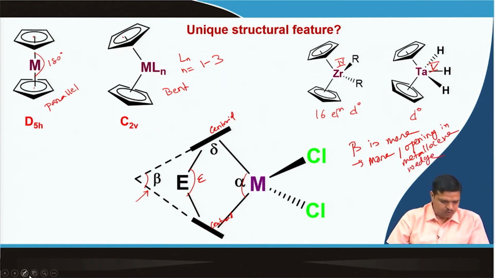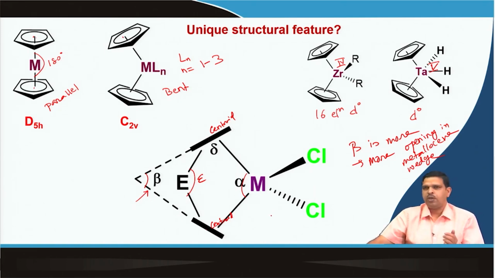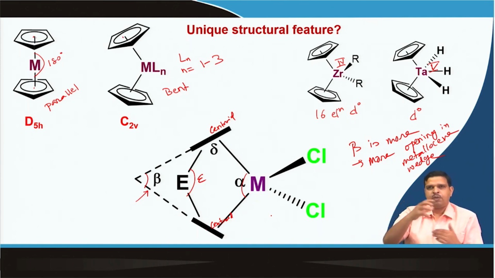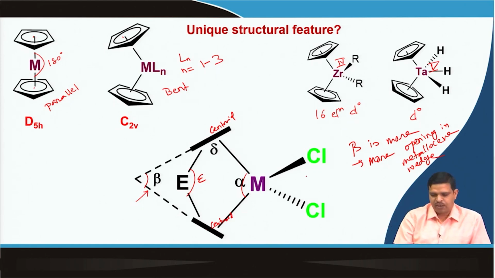And what is the consequence? The substrate can approach very easily here. So, you can assume it like a crocodile mouth. If beta is small, there is less opening, and if it is big, there is more space here for the substrate to approach. So, there will be less steric hindrance on this side, that is, more openness for larger beta.